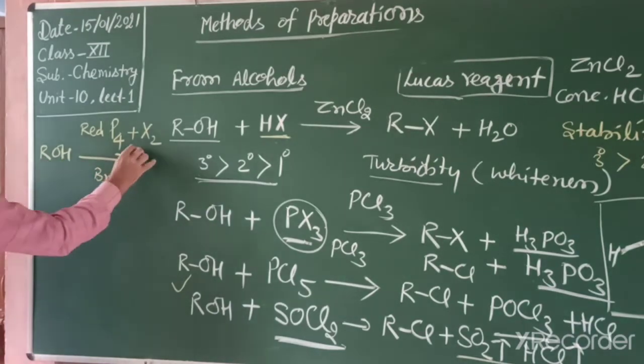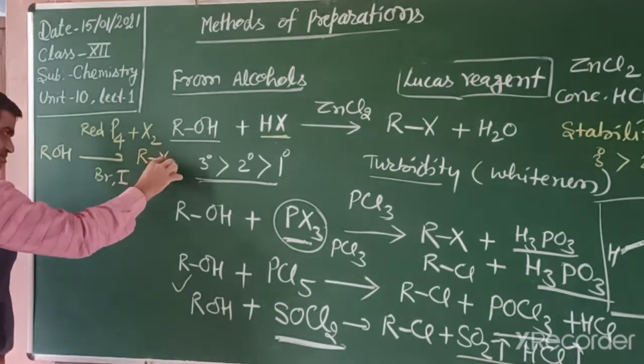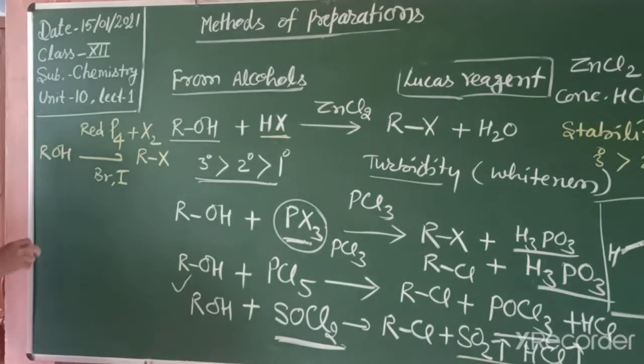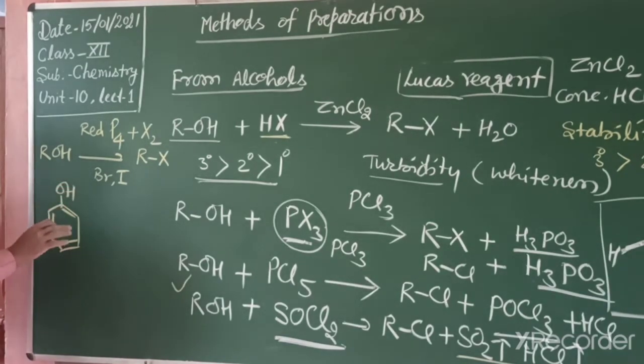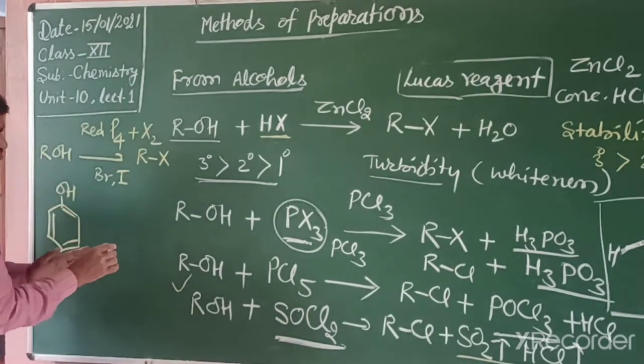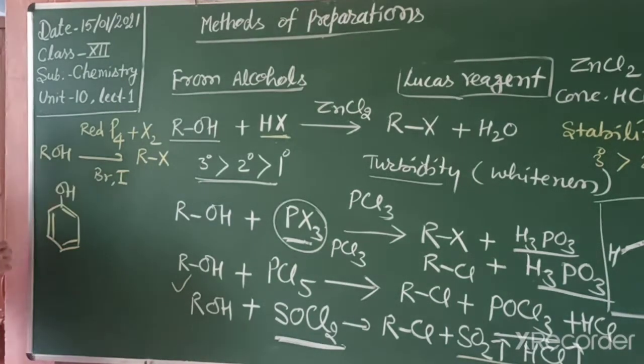Then we get RX. So students, this one is another method. With red phosphorus and bromine or iodine, we can convert alcohol into alkyl bromide or iodide. But in this reaction, aromatic alcohol, students, what do you mean by aromatic alcohol? Aromatic alcohol means phenols. Phenols cannot be converted into aromatic halides by this reaction.